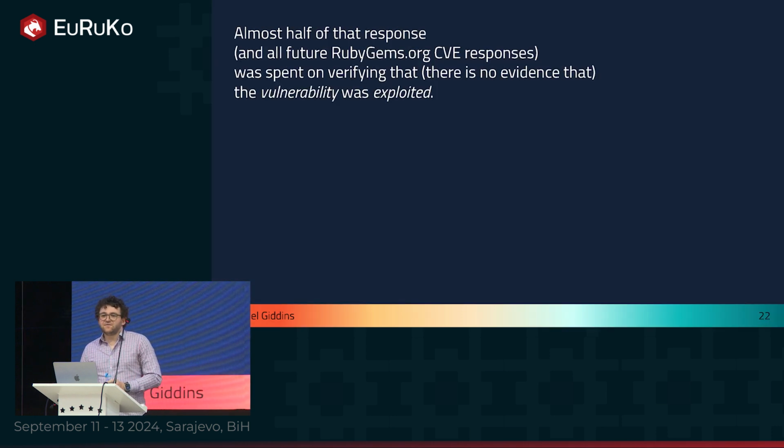And almost half of that response time, and the same for all future RubyGems.org CVE responses, was spent on verifying that we couldn't find any evidence that the vulnerability was actually exploited. Notice I said we can't find any evidence. We can never be sure. One of the fun things about security vulnerabilities is sometimes they can be used to cover their own tracks. And so you sort of have to look for evidence that something happened.